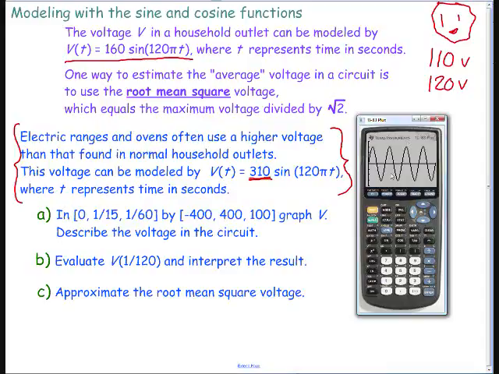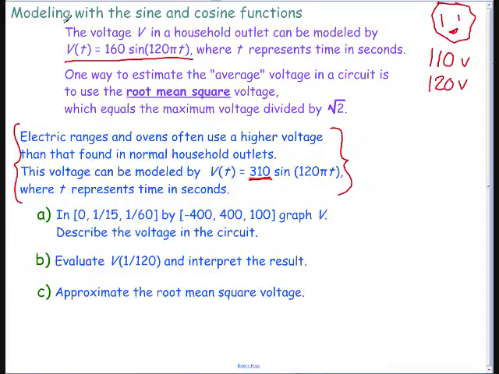Approximate the root mean square voltage. Okay. Let's try 310 divided by square root of 2. That would be the root mean square, wouldn't it? Pretty close to 220. All right, we've gone through it.